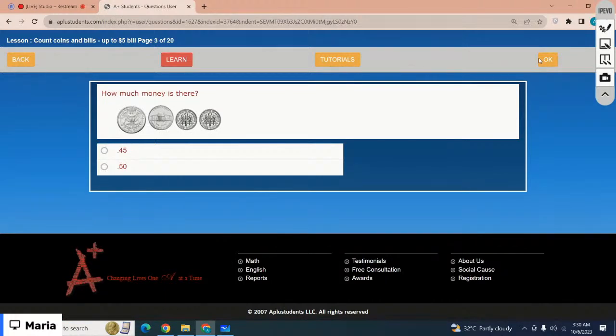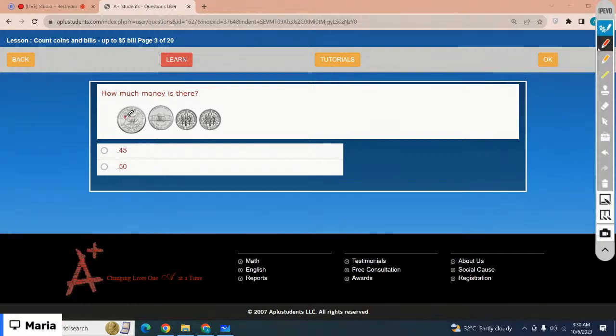Okay, the next one is how much money is this? You are given four coins. The first one is a quarter, right? And we can count the quarters by 25s. Then you have dimes, two of the dimes. You can add the dimes by tens, so you need to add 0.20 because you have two dimes, right?